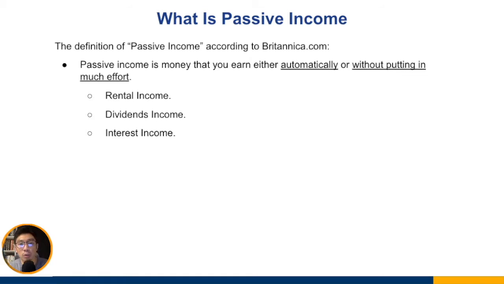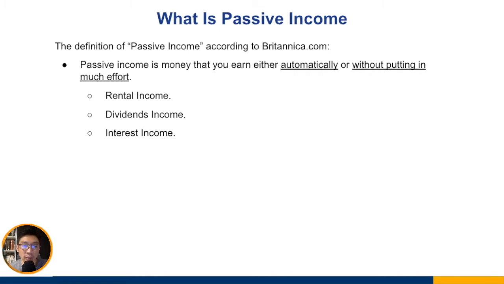If you were to go to Google and search the definition of passive income, this is one of them that has shown up, and this is by Britannica.com. It says that passive income is money that you earn either automatically or without putting in much effort. So they give a few examples.